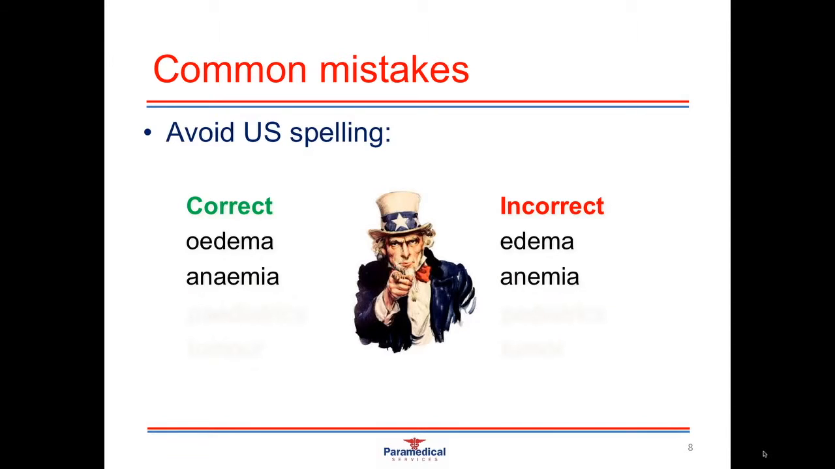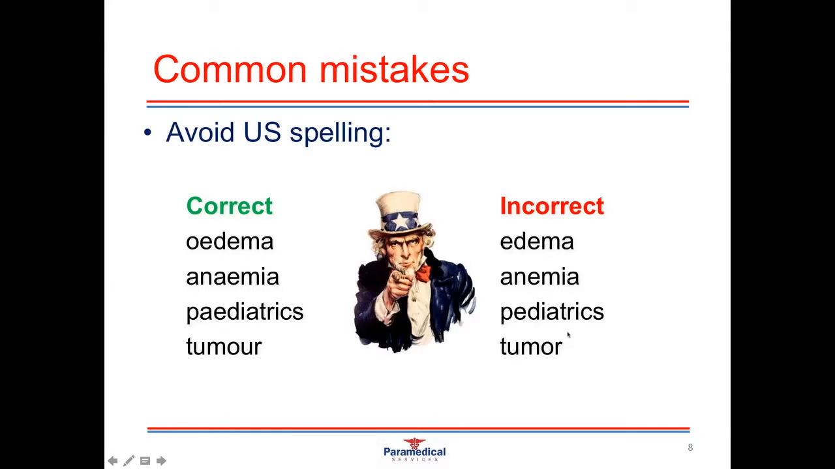The correct way of spelling anaemia, which is pertaining to blood, there's an A before the E within that word, and the American spelling has actually dropped the A. Paediatrics, relating to children, again we have an A before the E in the word paediatric, whereas the American spelling is just with an E. And the word tumour, relating to a cancerous mass, has an OU inside the spelling before the R, whereas the American just has the O present.